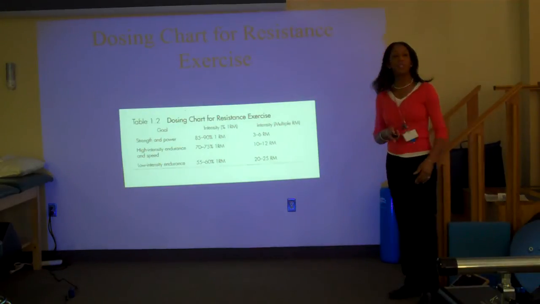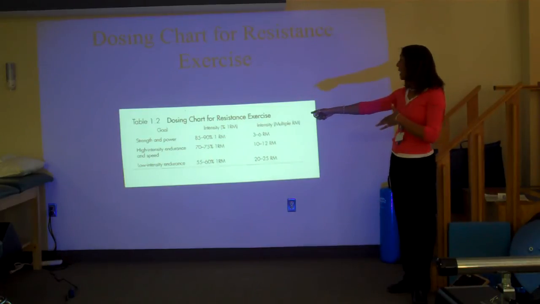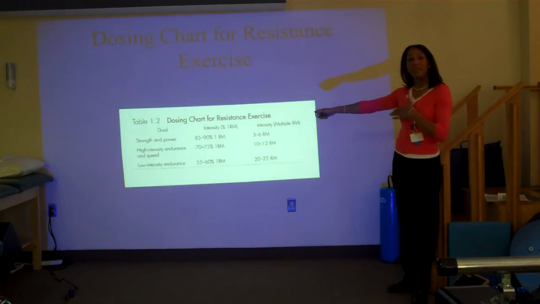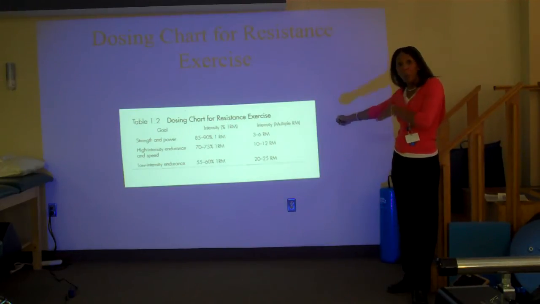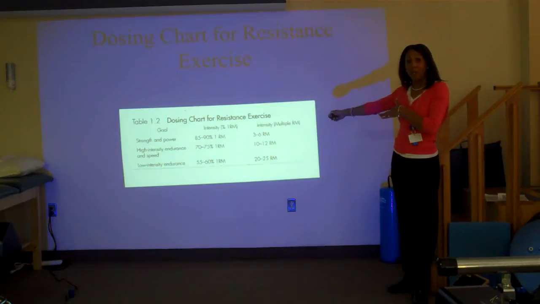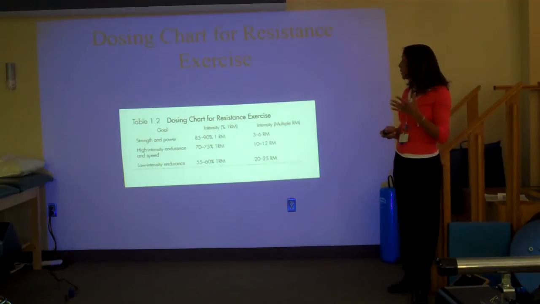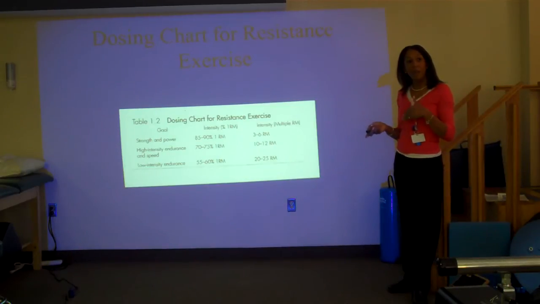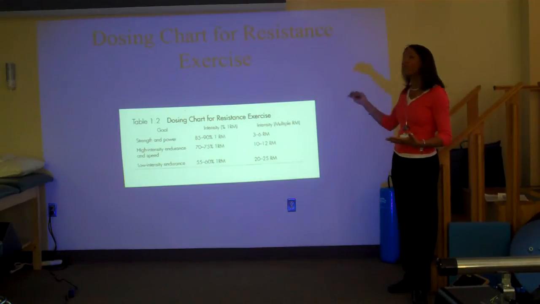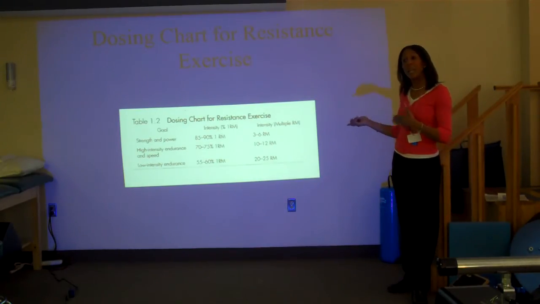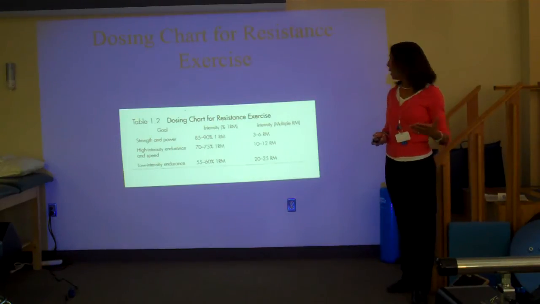And then here's also a dosing chart for the resistance exercise. So if your goal is to program the person for strength and power, then you want an intensity of 85 to 90% of their 1 rep max. So then multiple reps, if they're doing more than 1 rep max, you're looking at 3 to 6 reps there. You follow? Then if you want more high intensity endurance and speed, you're talking 70-75% of the 1 rep max. As your percent 1 rep max goes down, then obviously your reps are going to increase, right? Because it's less intense exercise. So theoretically, you should be able to perform more reps.